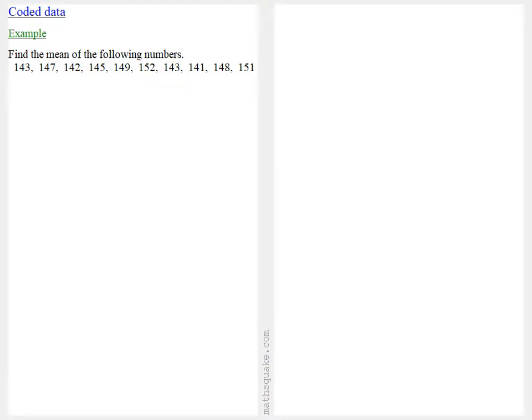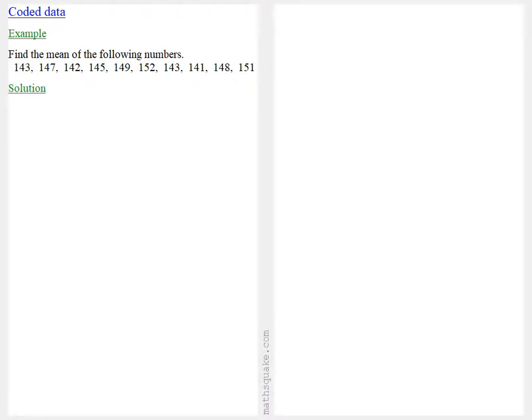Now sometimes when working out a mean, the numbers can be quite awkward, which makes the addition quite long and complicated. However, sometimes we can simplify it by using something called coding the data. Let's see what coded data is. To see this, we'll look at an example. Find the mean of the following numbers: 143, 147, 142, 145, 149, 152, 143, 141, 148, and 151.